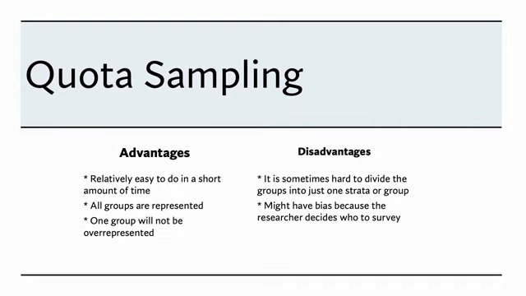Quota sampling actually is a great sampling method. It's relatively easy. You can do it in a short time. All groups are represented, and one specific group won't be overrepresented. It sometimes is hard to divide the groups into just one strata or group, and it might have a little bit of bias because of the researcher and who they decide to survey. But this is a great method of sampling.